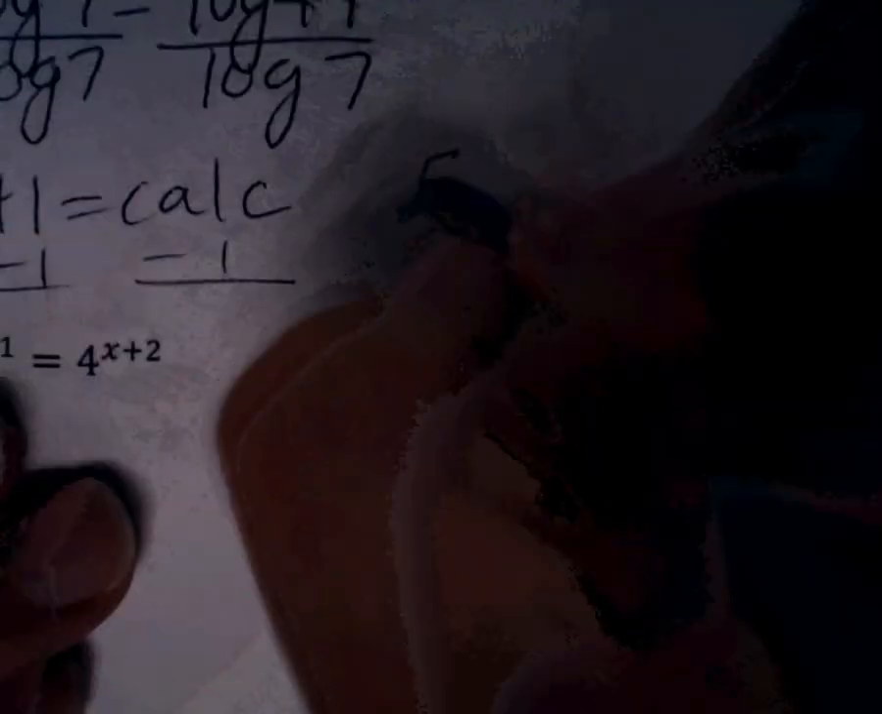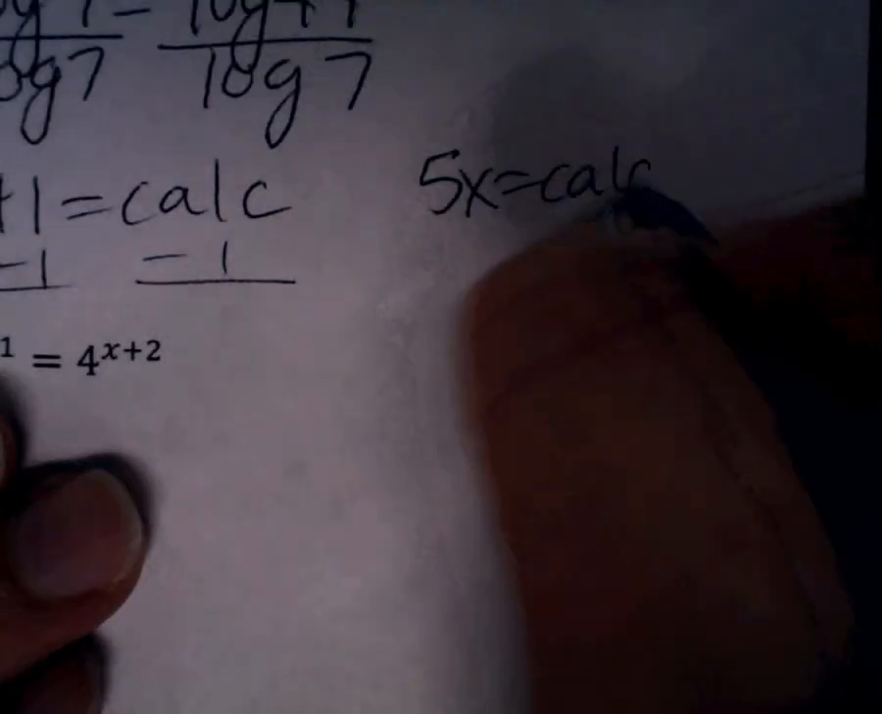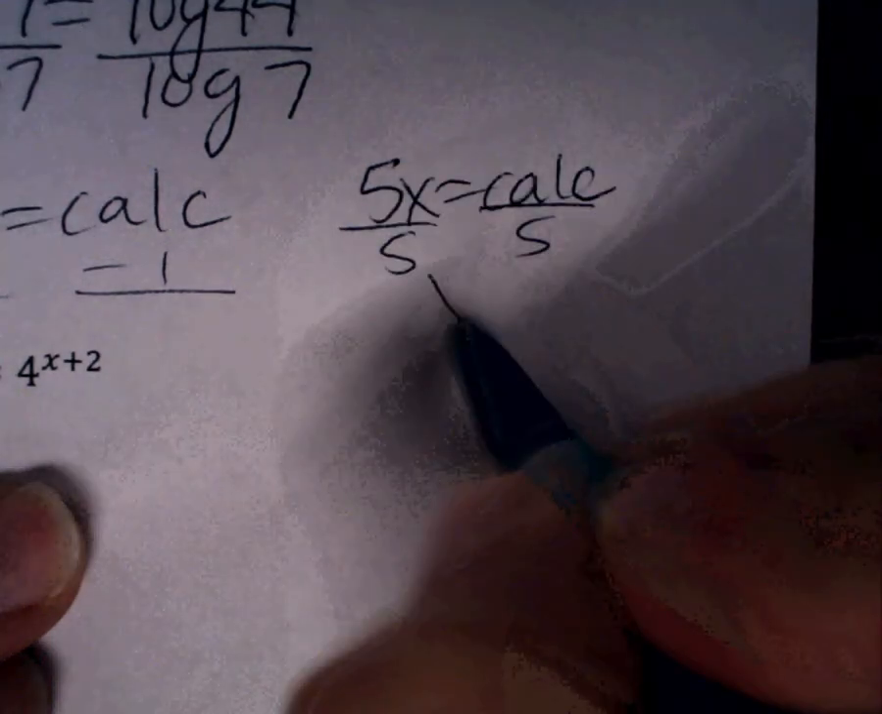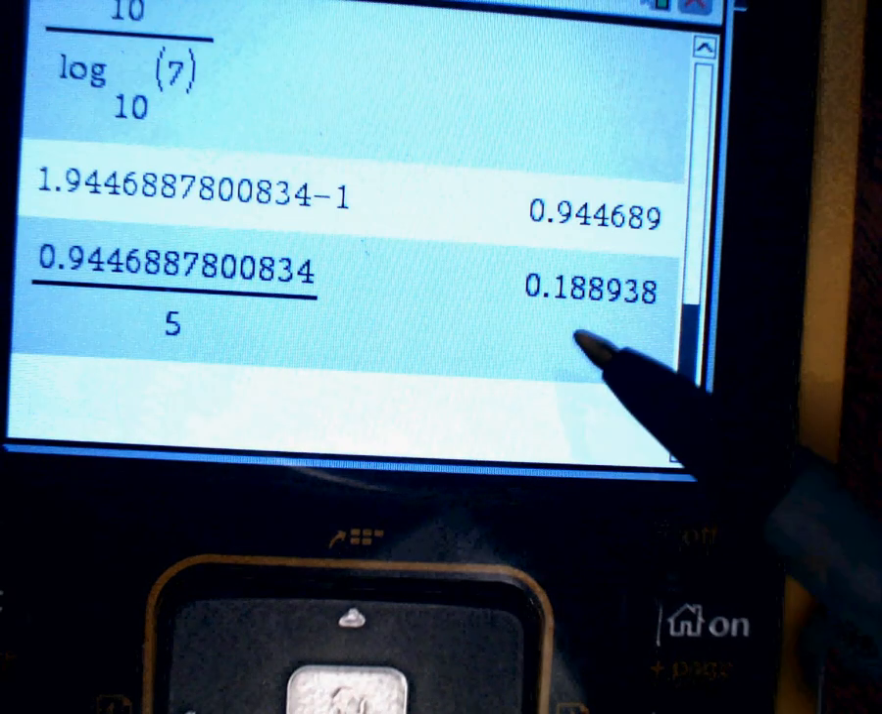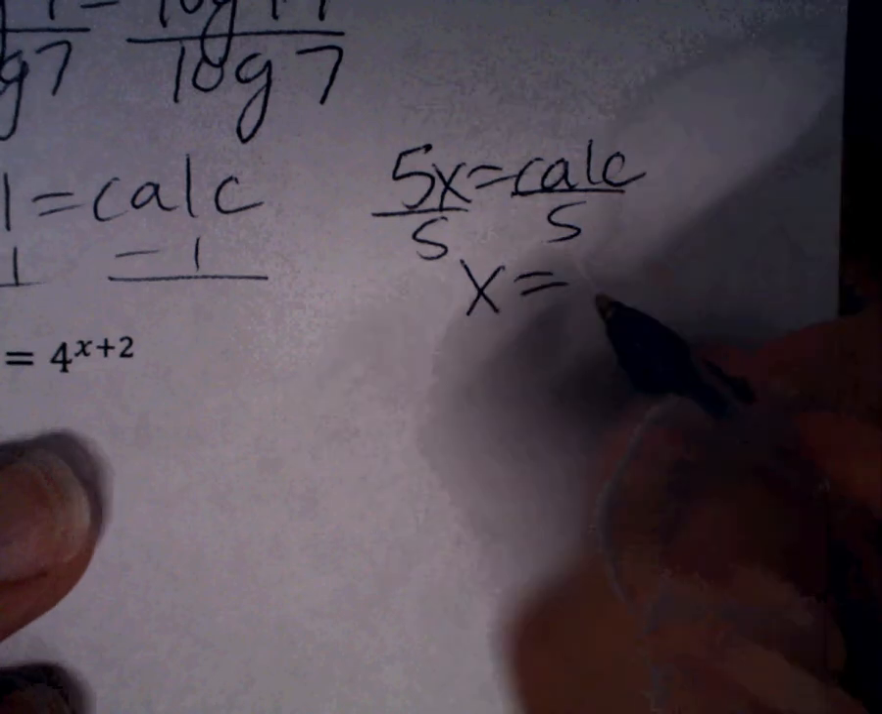And then I still have 5x equals a calc number. Okay, so then in the end, I'm going to divide by 5. So x equals, and when I take that answer in my calculator, divide by 5, I get that. 0.189.